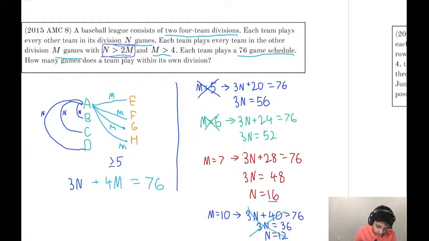So a team will play, in its own division, a total of 48 games: 16 times 3 equal to 48 games. And it will play a total of 28 games with the other division. As you can see, that does indeed satisfy our equation, so we're good here.